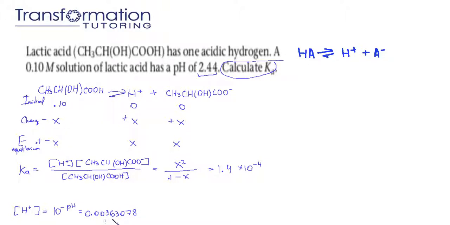Now, if we know our equilibrium concentration of H plus, which is X, then we can plug it in everywhere. So we can say that this is indeed our X, and we can plug it into our expression. Once we plug it into the calculator, we will get 1.4 times 10 to the negative 4. Notice that this has two significant figures. Because this has two significant figures, I'm choosing the number with the least significant figures, which is 2. So my answer must have two significant figures as well.